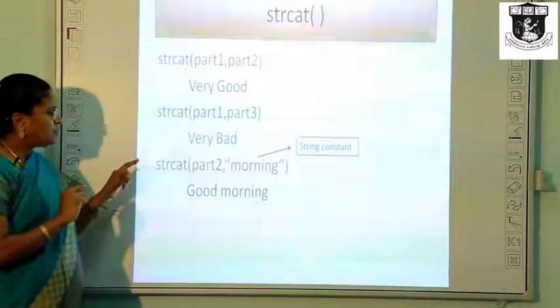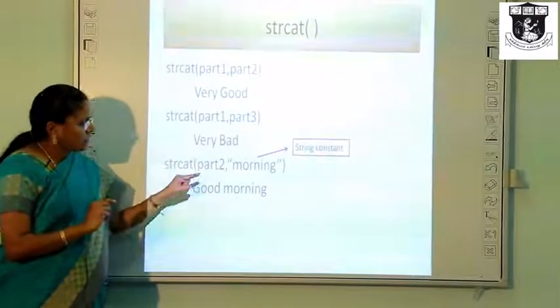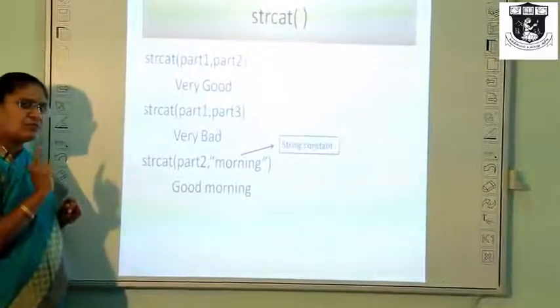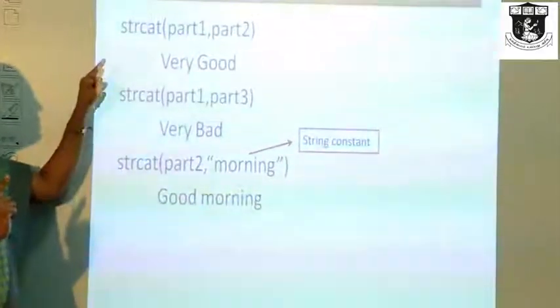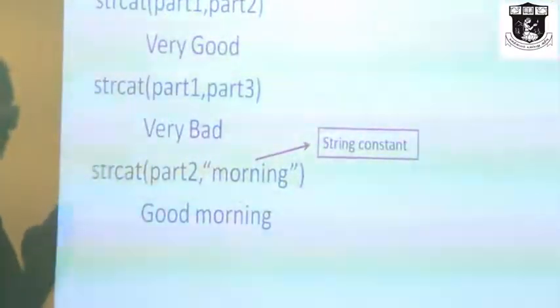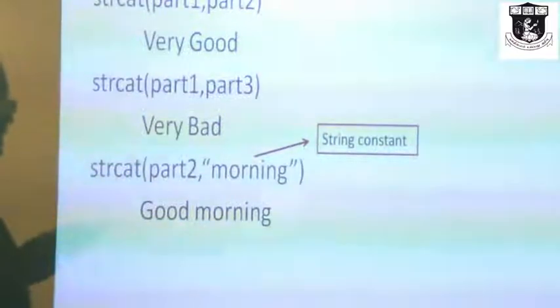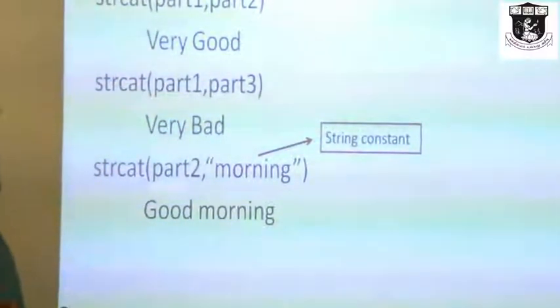Now the last one, this is another example, strcat(part2, "morning"), which is a string constant, that is also possible. Here we have seen all string variables. Here we are seeing a string constant, that also you can join, and it joins from your null character. From your null character it joins it up. So this is your answer for it.